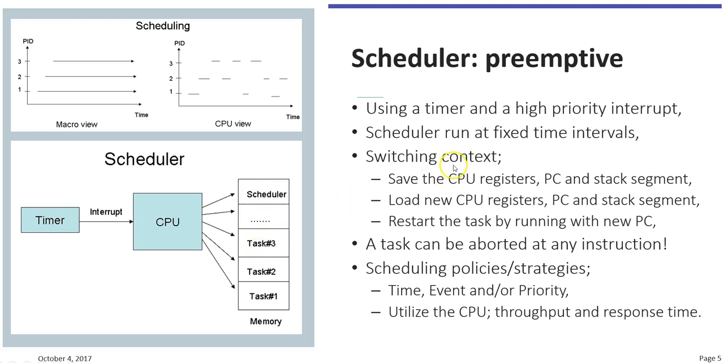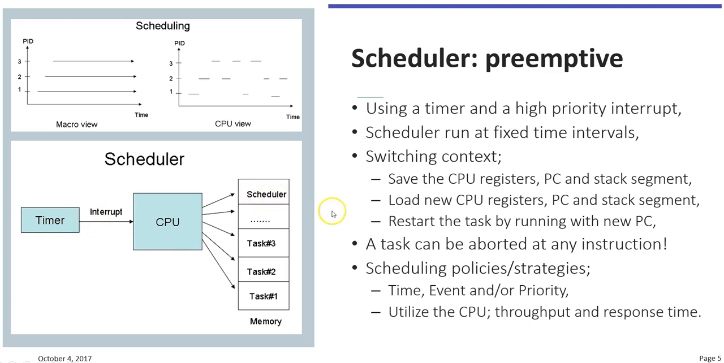So we have this context switch, which I explained in the introduction. So the scheduler will switch the context. It will first save the CPU registers, the program counter, and the stack segment for the running task, figure out which one to run next, load the new CPU registers, PC, and the stack segment for the new task, and then give the control to the task. And then the task will run until it's aborted by this timer. It's important to understand that these tasks can be aborted at any time because you don't know when you will have the next timer.